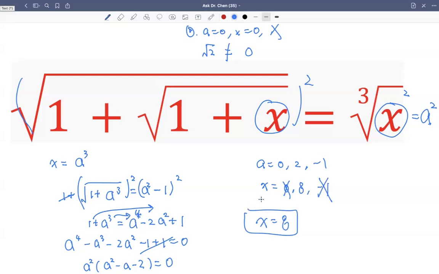Right? So it's important to check because we've been squaring both sides. When we square something, we could turn a negative into a positive. That causes something called extraneous roots, or extraneous solutions, which means fake solutions. So the only solution for this is 8.